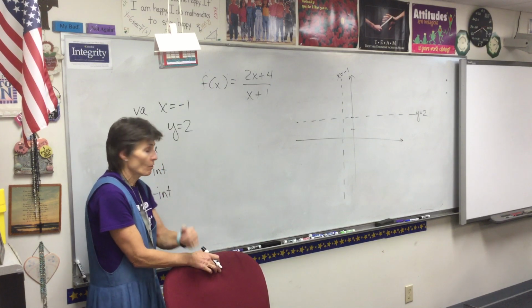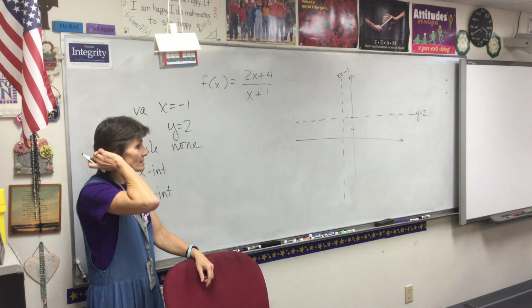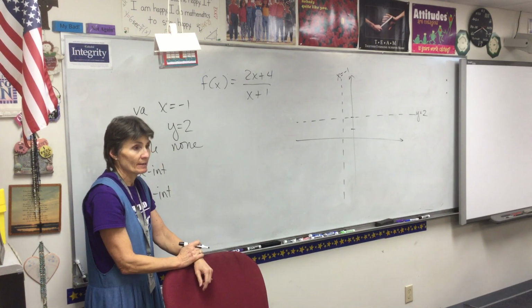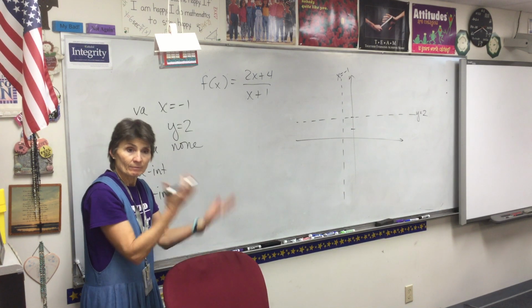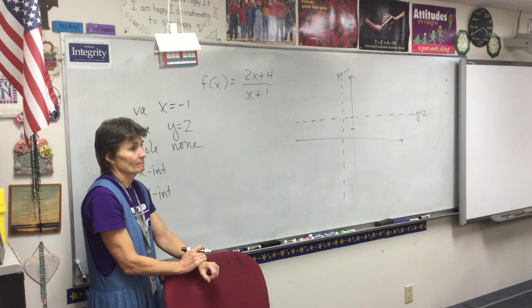All right, what else? There are no holes. Because the only way to get a hole is to be able to factor and cancel. And we can't, so we don't have any. All right, what else?